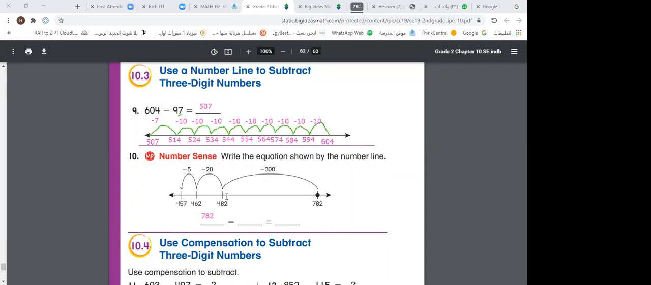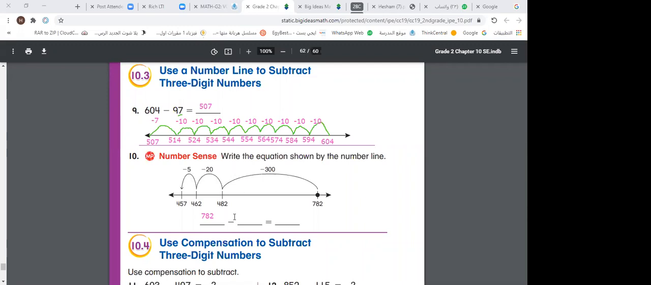We subtract, Abdurrahman, here we subtract 300. After that, we subtract 20. After that, we subtract 5. So what's the number? 320 and 5 minus... 325. So the number is 325.